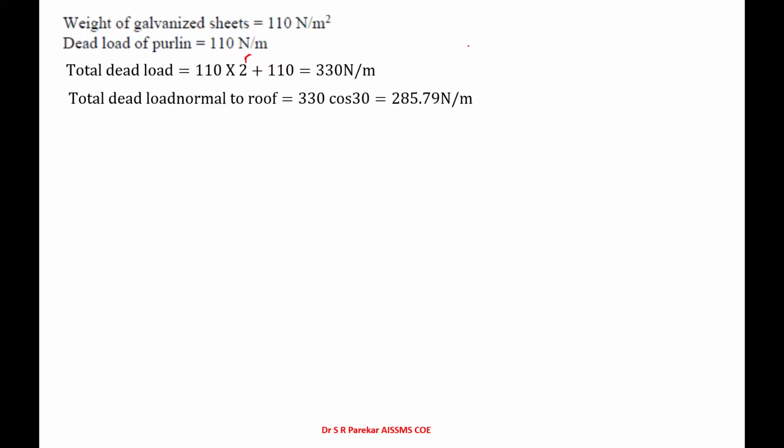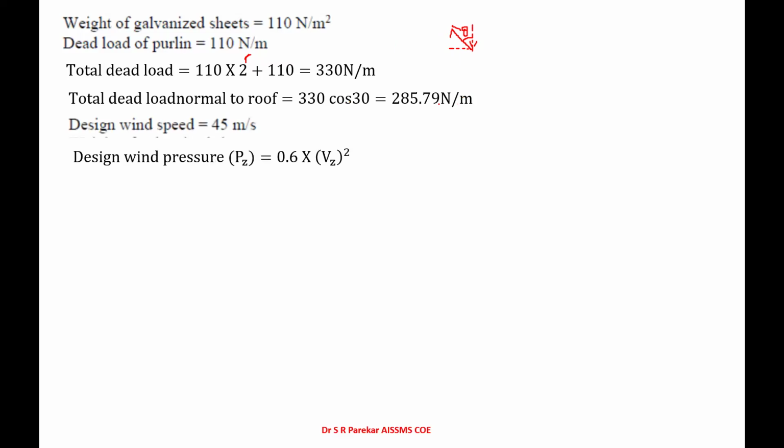Then we have the wind load. That load acts perpendicular to the roof, and therefore we have two components, one normal and another parallel. The normal component we have to consider. With angle theta, that will be cos theta. So we get 285.79 Newton per meter.